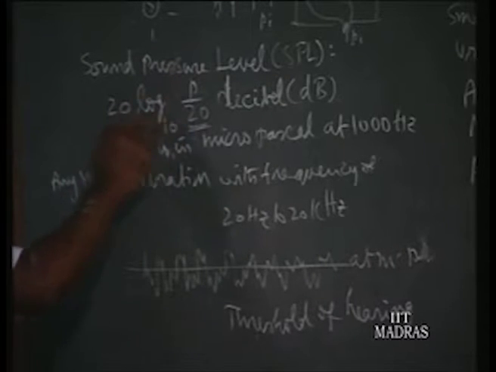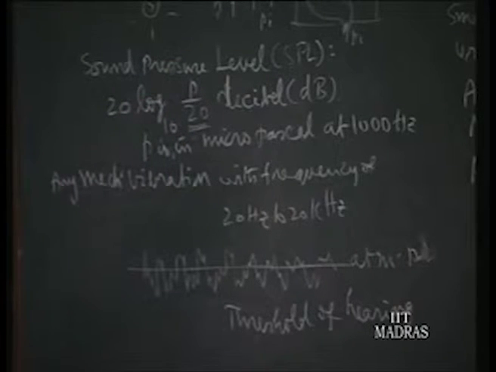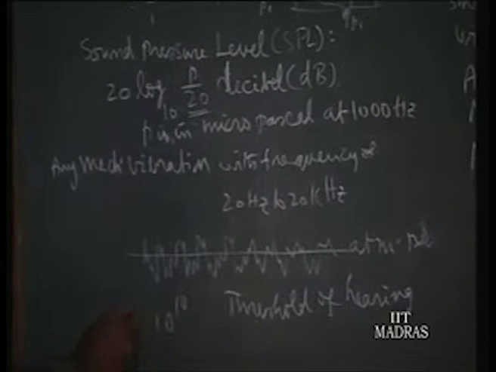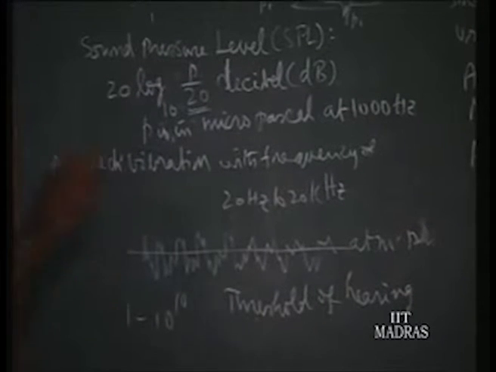Anything more than that, we take the logarithm scale. Why do we take the logarithm scale? The logarithm scale is normally adopted when the range is very large. Suppose the range is 10 to the power of 10. Can we have a linear scale to represent 1 to 10 to the power of 10 units? Even 1 to 1000 units is very difficult to represent in a linear scale, and 10 to the power of 10 definitely we cannot represent. So in such cases we go for the logarithm scale.